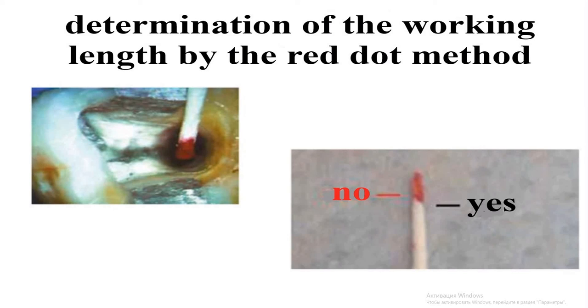Determination of the working length by the red dot method. We see that we can know about length. Yes, it is the length to apex. It is the length to the periodontium.